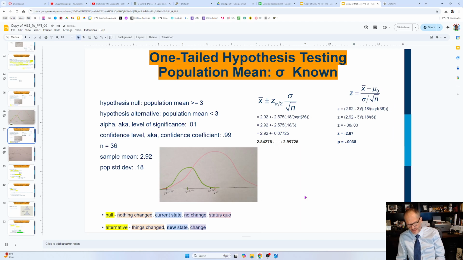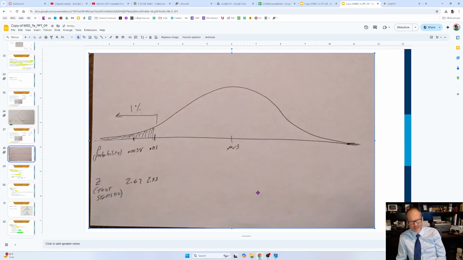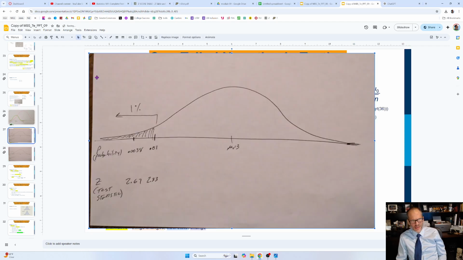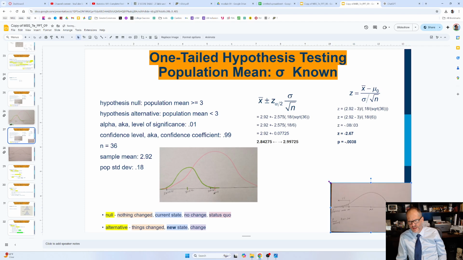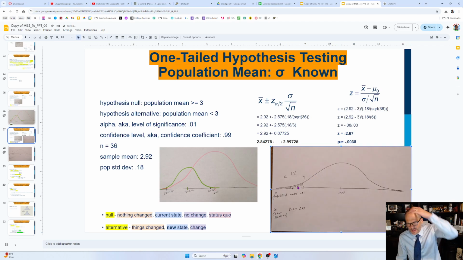This is actually an old picture. Let me get that old one and put this new one in here, Control C and Control V, and then let me just make this smaller, and there we go, we'll put it in there like this. Get bigger. There we go. So we have 0.0038 and we have 2.67.